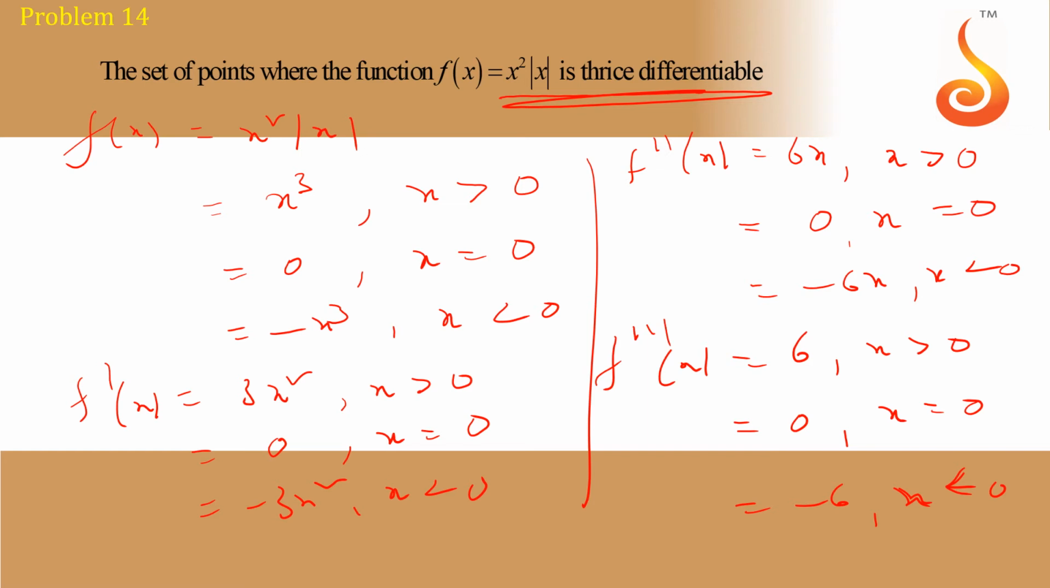Very clearly, the third derivative in 0 minus it is minus 6, in 0 plus it is 6. So f triple dash 0 does not exist. That's why I can say this function is thrice differentiable for all real values except at 0. So the points of differentiability is R minus 0.